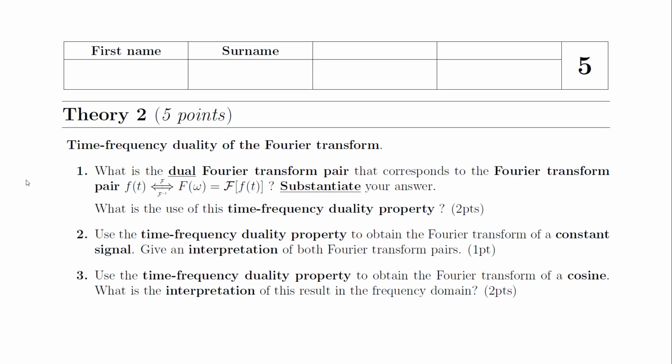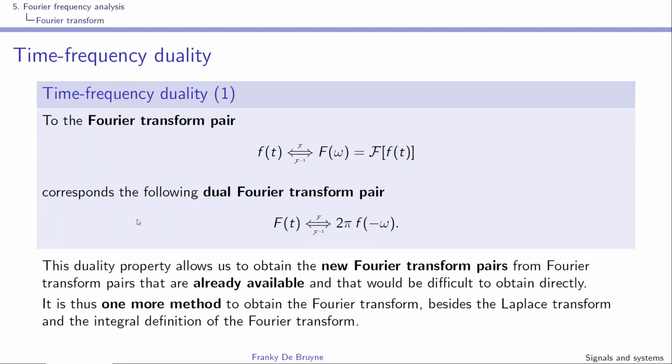So we can also have a quick look at the second theory question. This question is about the time-frequency duality of the Fourier transform. So in this first part of the question, you have to show that you can construct a dual Fourier transform pair corresponding to an initial Fourier transform pair, and here it is f of t and its, well, Fourier transform F of omega, and then you have to substantiate your answer, right? And then you have to briefly explain why this time frequency duality property is useful. You'll find the answer of the first part of the question in the following slide.